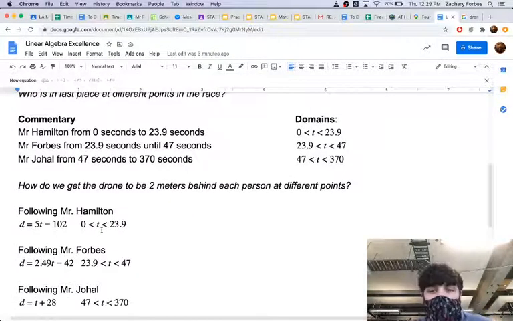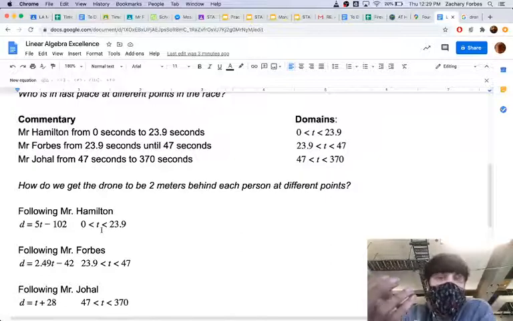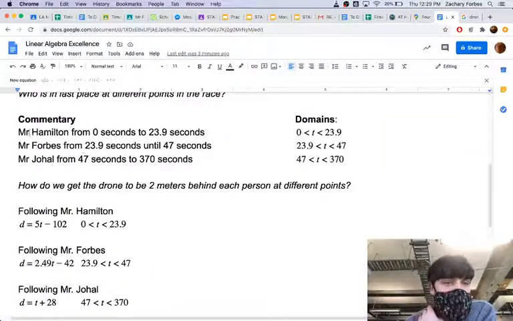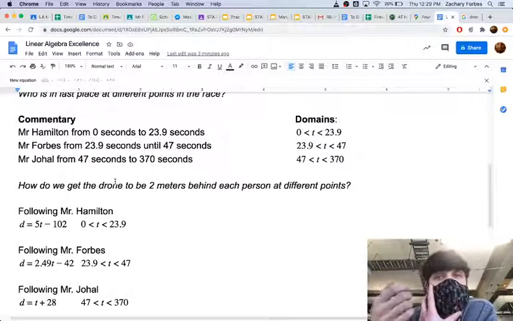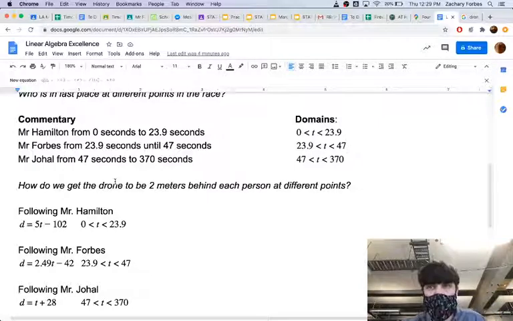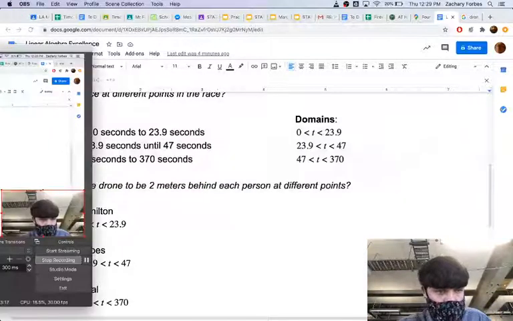So I've sort of described it mathematically, but when it comes to the actual assessment, you'd probably be better off to put it into commentary form. So I want the drone to follow Mr. Hamilton from 0 seconds up until 23.9 seconds on a path of 5t minus 102. Cool. I hope that helps, and I also hope it's not too long.